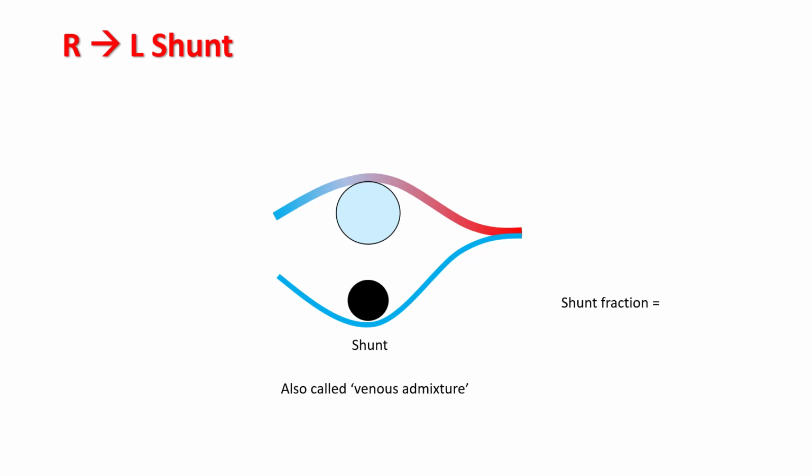We calculate the shunt using a ratio called shunt fraction, which is the ratio of the blood flow through the shunt divided by total blood flow. So here QT is the total blood flow and QS is the blood flow through the shunt.